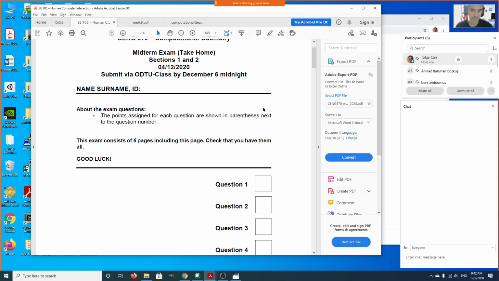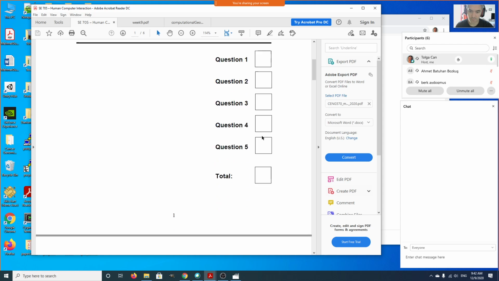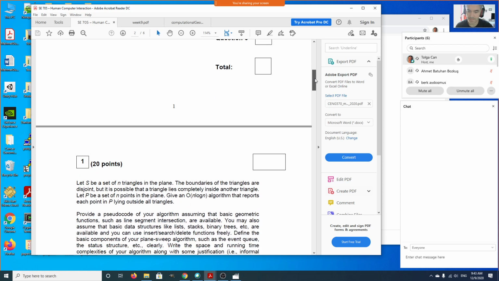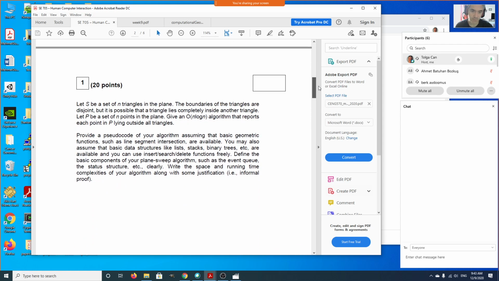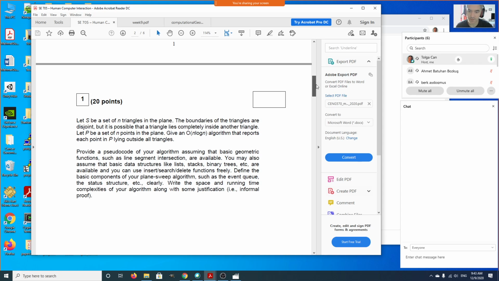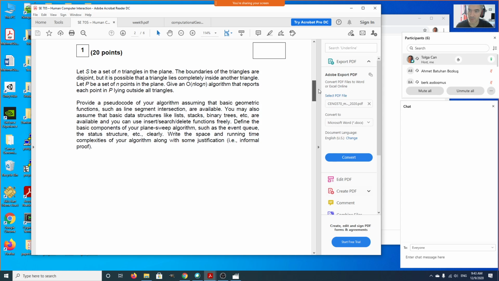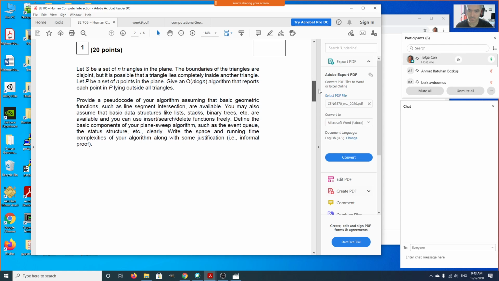All right, so let's start with the midterm exam questions. I tried to ask one question from every chapter. Some of them are very small, short questions. Some of them were a little bit longer. The first question was about the plane sweep technique that we have learned in chapter 2.